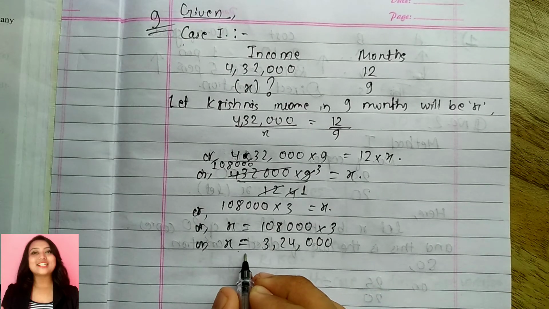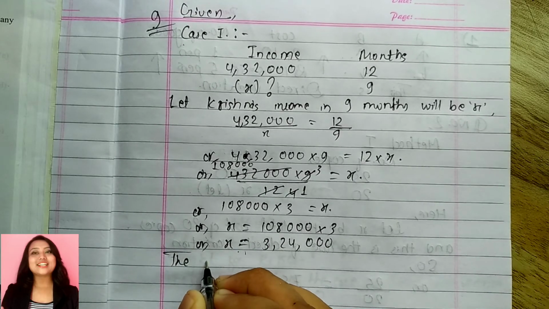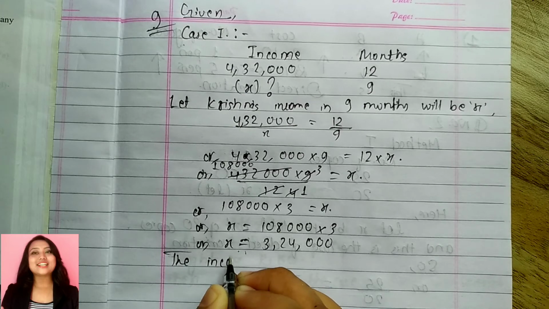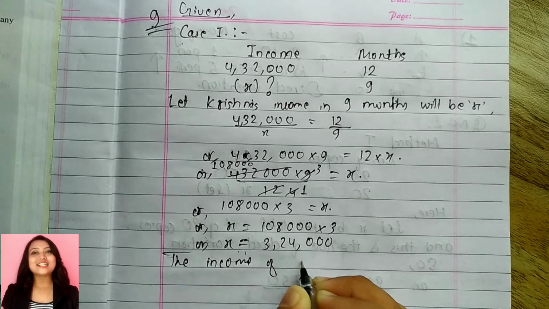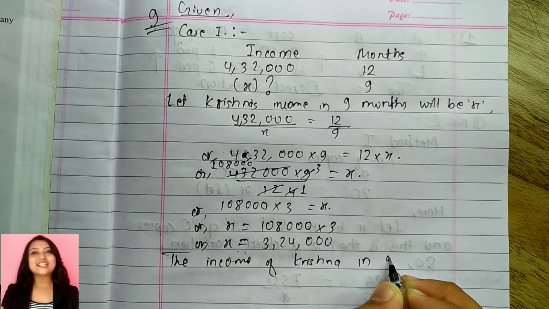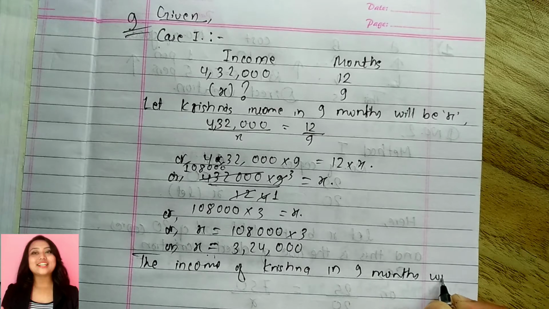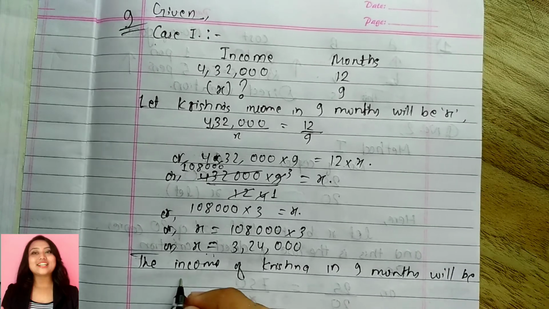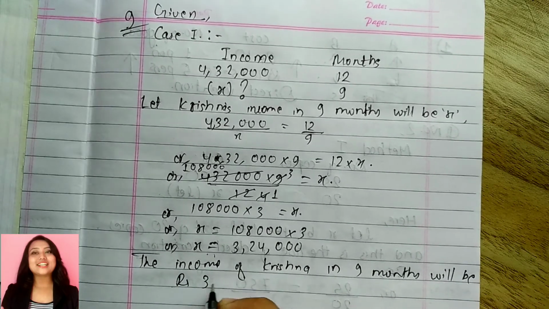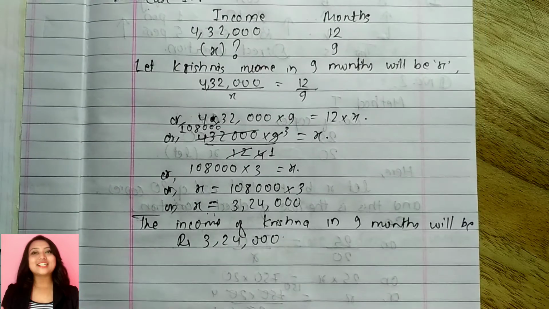Since this is income, the unit should be rupees. So now you will be writing: the income of Krishna in 9 months will be rupees 324,000.